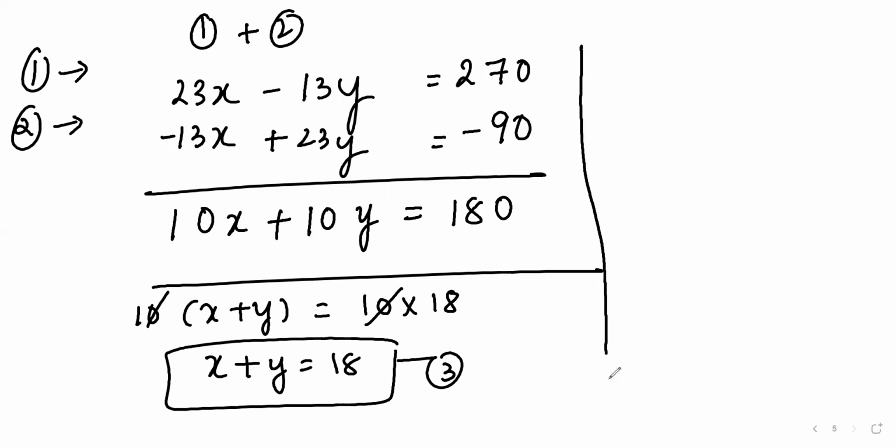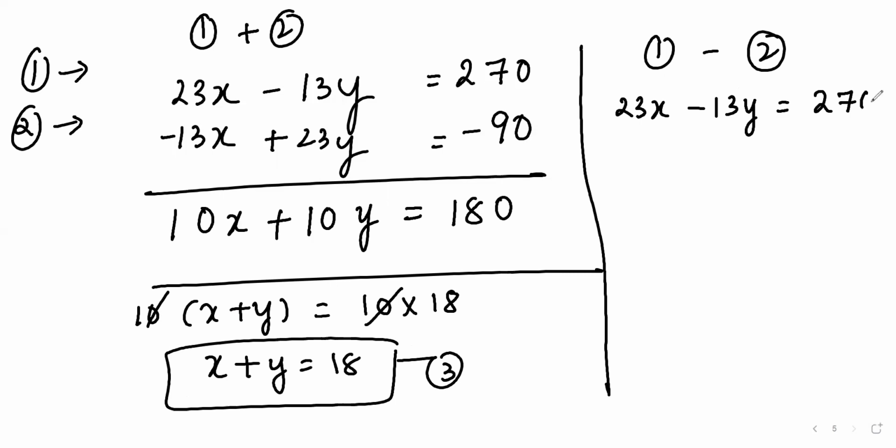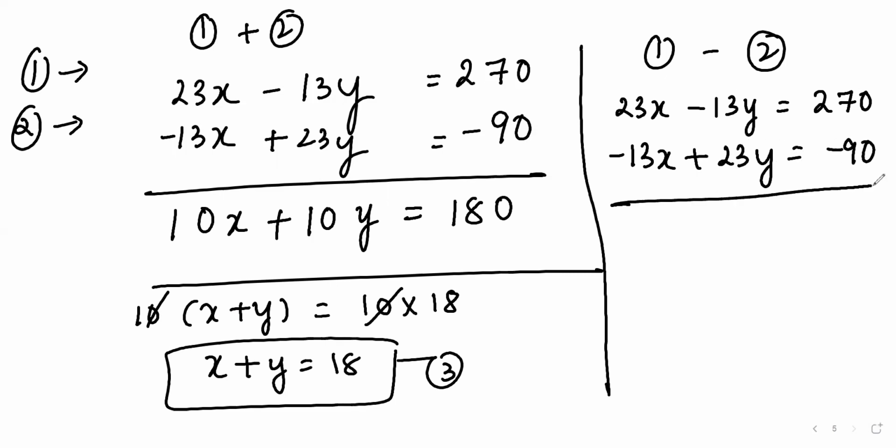So I'll just write it here itself, the subtraction. I'll do equation 1 minus equation 2. 23x minus 13y is equal to 270, minus 13x plus 23y is equal to minus 90. I'm going to perform subtraction now, isn't it? So the signs will change. So this will become plus, this will become a minus, and this will again become a plus.